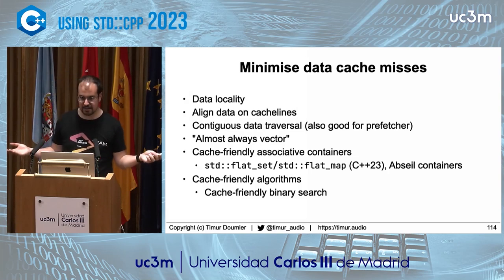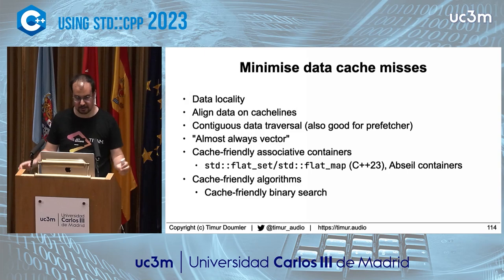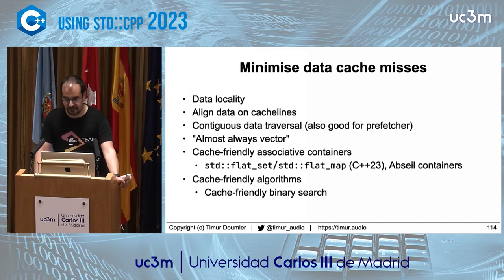So almost always, as we heard in the previous talk, the vector is the fastest container, even though it doesn't theoretically have the best algorithmic complexity, because it's the most cache-friendly one. If you need an associative container, a lot of the time it turns out that things based on trees or other structures are very unfriendly to the cache, and you want something that's contiguous.